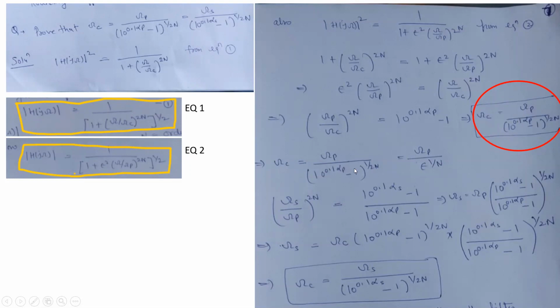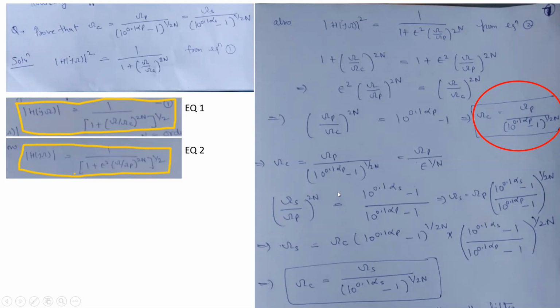Afterwards, the denominator part can be expressed in terms of epsilon. So in this case, omega c will be equal to omega p upon epsilon raised to the power 1 by n. This is one expression of omega c if the passband frequency, passband attenuation and order of the filter are given to you.